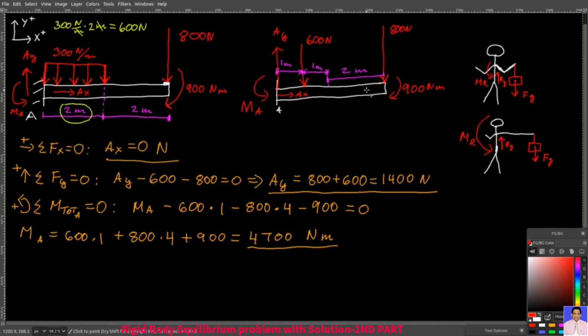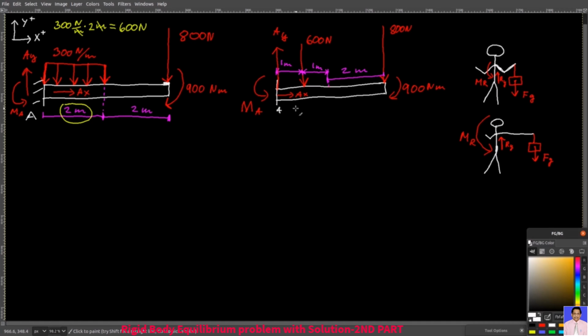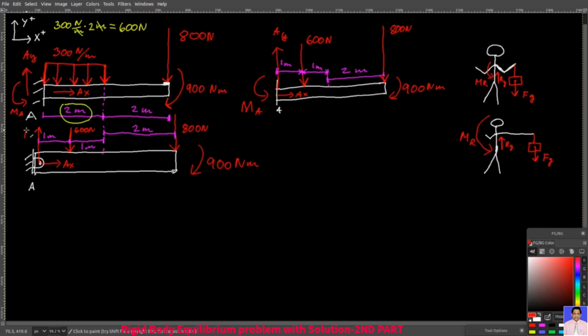The same logic can be applied to our beam example. It might happen that the fixed support is too weak to cope with this reaction moment, 4,700 Newton meters. In that case, the structure might collapse, and that would be very bad. Very, very bad. Now, one solution would be to make the fixed support stronger. But there is another way. I can change the support at point A and put a smooth pin there. That, of course, means that you will lose the resistance to rotation at point A. So you will only have AX and AY for your reactions. But that's okay.